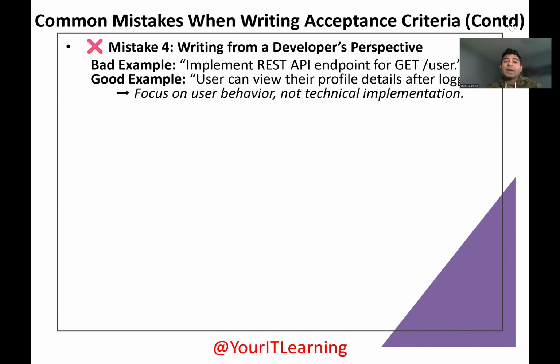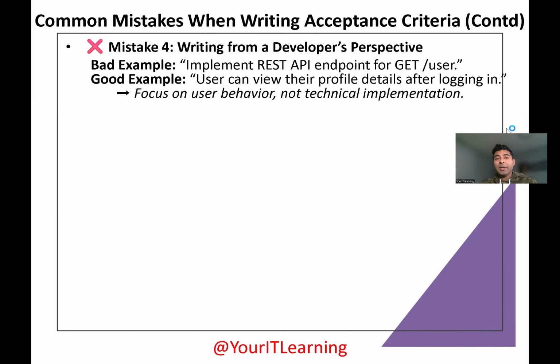Mistake number four: writing from a developer perspective. A bad example would be "implement REST API endpoint for get user." A good example would be "user can view their profile details after logging in." What this good example is doing is focusing on user behavior, not technical implementation.